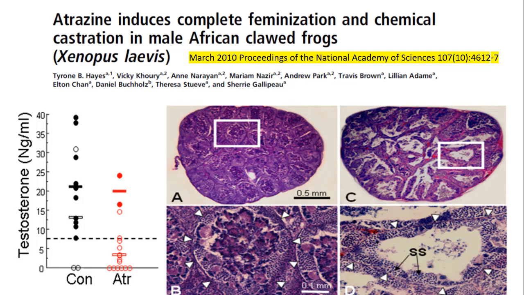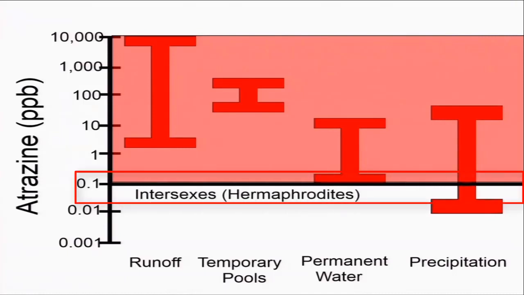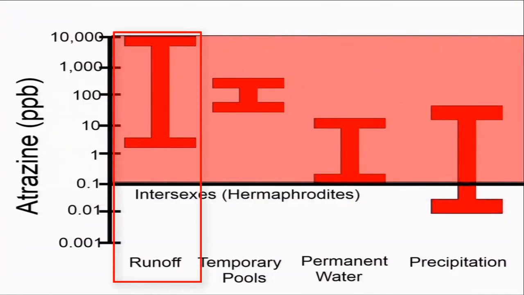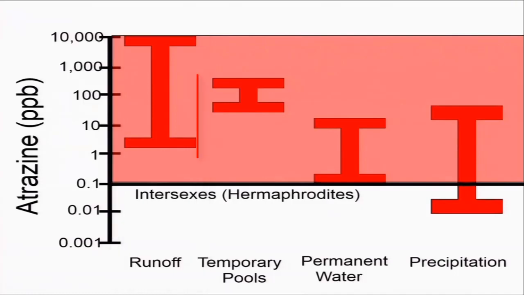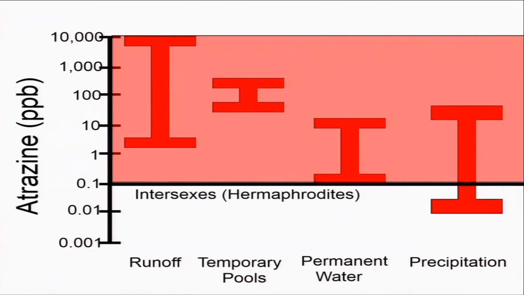On this other slide, we see the levels of atrazine that produce hermaphrodites in frogs, which are 0.1 part per billion, and the values that can be reaching water from runoff of a treated area or in temporary pools near treated areas, or even in rainfall water. As we see on the slide, it can reach levels of up to 40 parts per billion in rainwater. So as you can imagine, surface waters far away from the areas in which atrazine was applied can be contaminated with levels that will affect frogs.